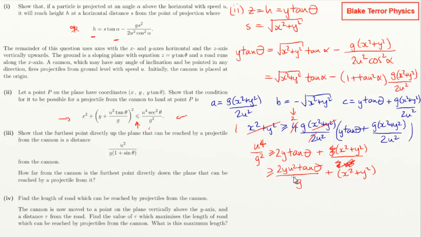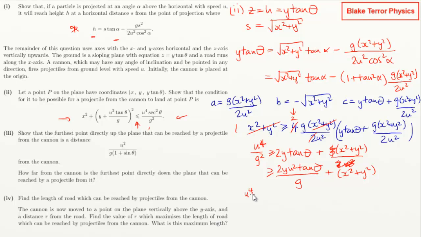Right, so I need to somehow get that. It's sort of looking like it, isn't it? I've got the x squared, I've got the u to the 4, I've got the g squared, so that's u squared tan theta over g. Oh, they've completed the square. Yeah, okay, right, I can see where we're going.